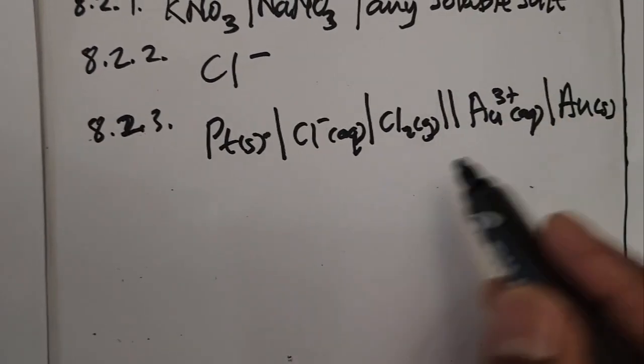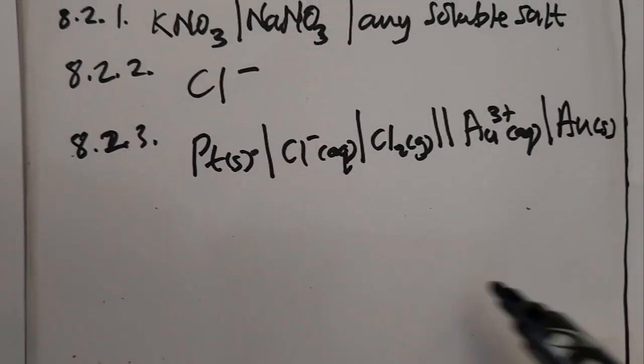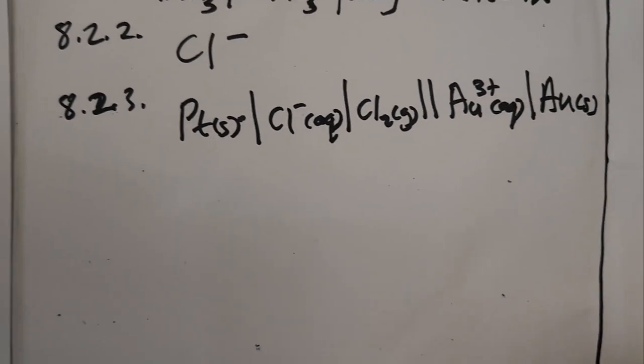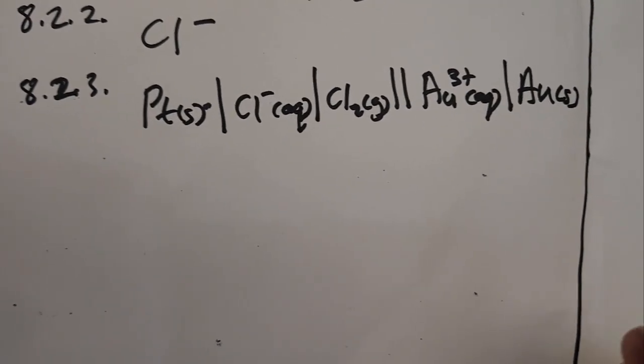Fine. Remember, 1 mark for the salt bridge, 1 mark for the correct oxidation half-cell, and then the correct reduction half-cell. And fine.